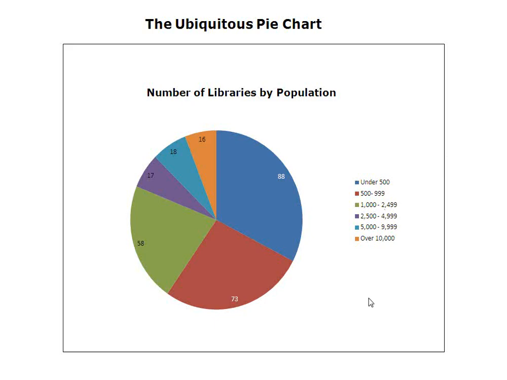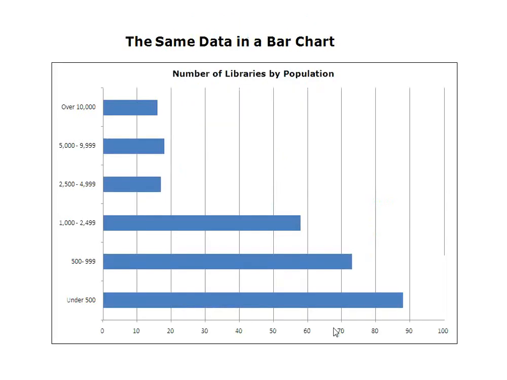So, to demonstrate that, this is the same data in a bar chart. Now you can see here that, especially when you get to these values that are very close, it's not too hard to figure out which one's the larger because of the way they're organized. It's easier for you to distinguish these line lengths than angles and slices.